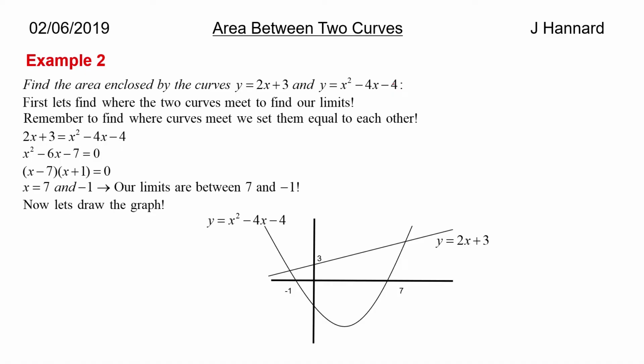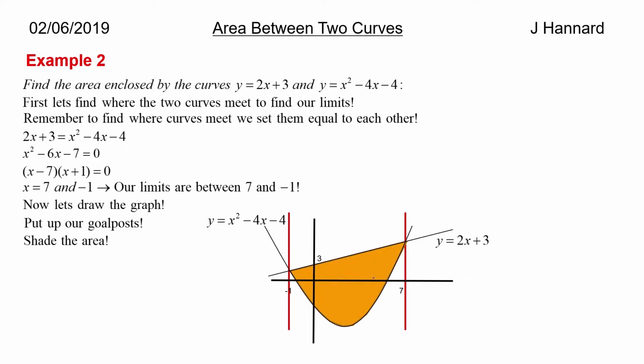So let's draw the graph, and we get this. So we've got the parabola, and we've got the linear line as well. But look at this. Stuff is going under the axis and everything. So we're going to have to do a lot of work in this one, I think. So put up our goalposts. So we've got one going at minus 1, and we've got one at 7 as well, because they are our limits, remember. So we shade the area, and we get that.